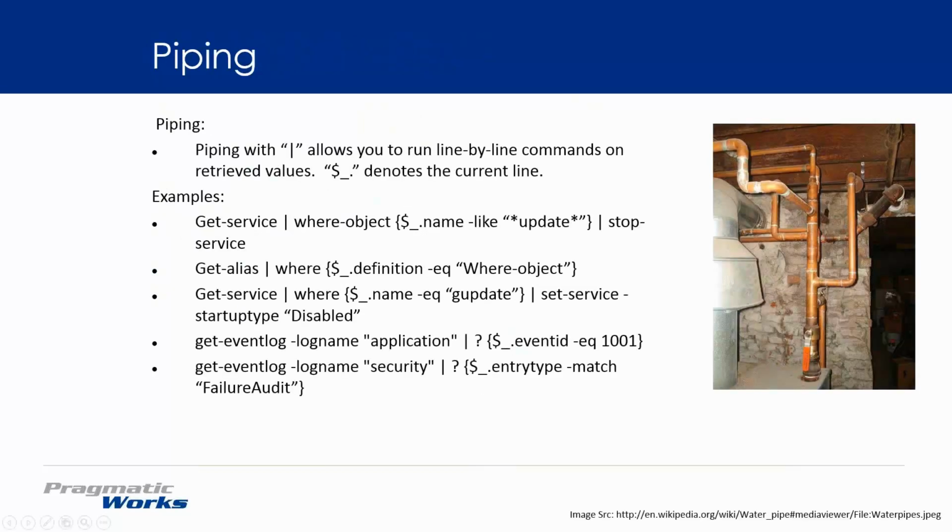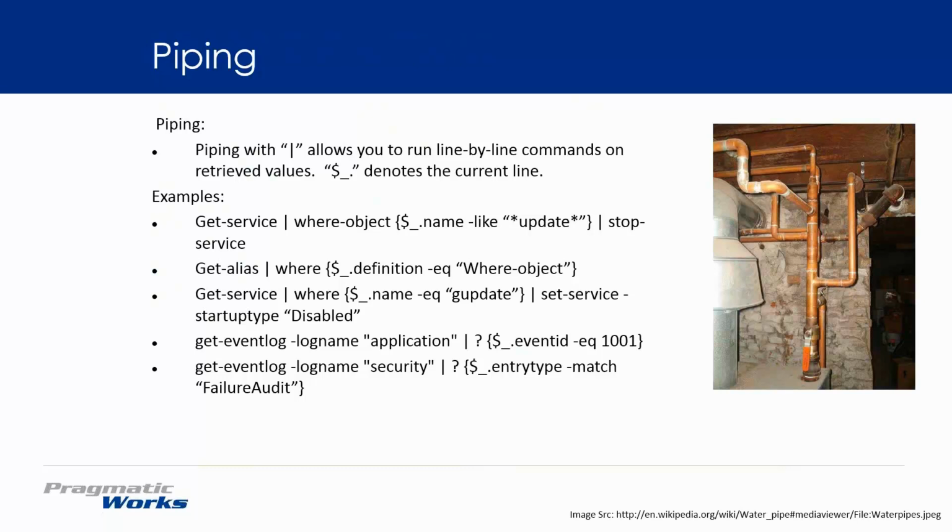So piping is a concept in PowerShell that lets you basically run a command in kind of a mini loop. If you put a pipe on the right side of an object, it'll basically run what's on the left side for each time that that pipe matches something.